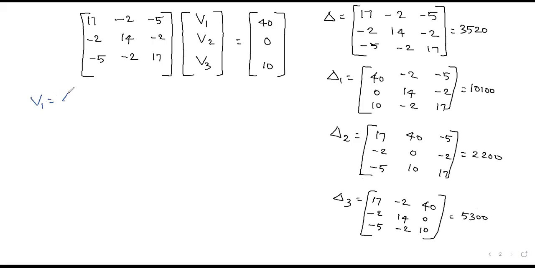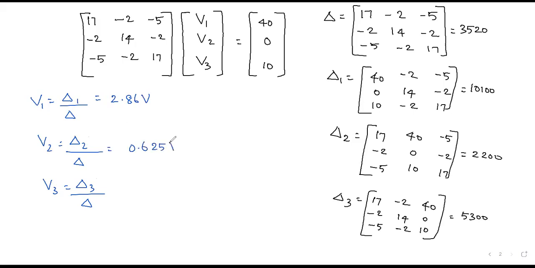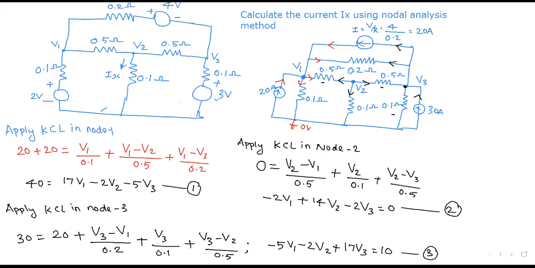Now we can calculate V1. V1 equals del 1 by del. V2 equals del 2 by del. V3 equals del 3 by del. So you will get V1 as 2.86 volts, V2 as 0.625 volts, V3 as 1.5 volts. So V1, V2, V3 are calculated. The problem is not over. Look at the question.